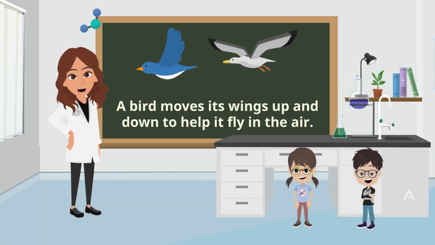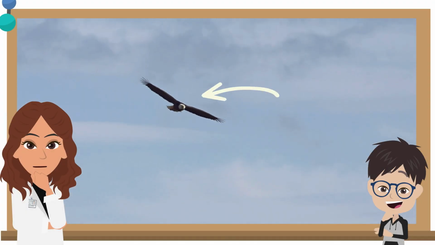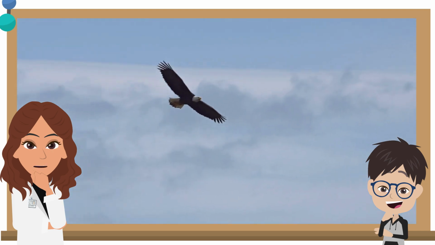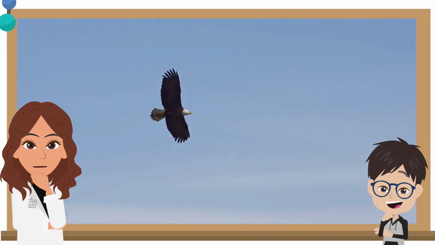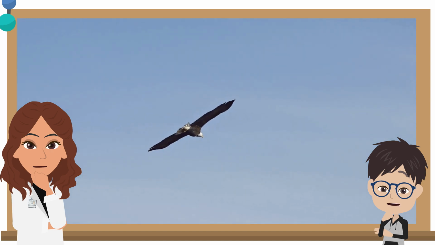Yes! In general, a bird moves its wings up and down to help it fly in the air. Some birds also glide in the air. Observe what happens to the wings and tail of the bird. Whoa! The bird spreads its wings and tail wide when gliding through the sky.